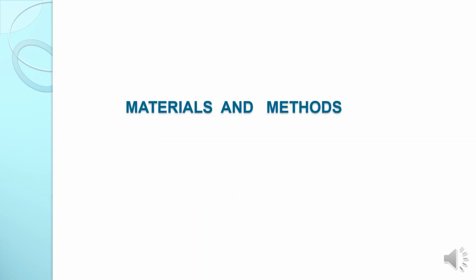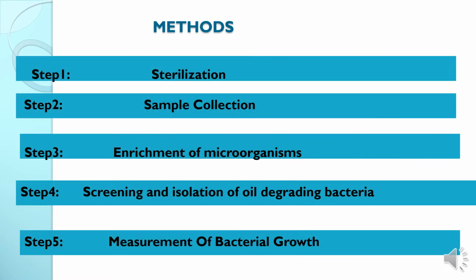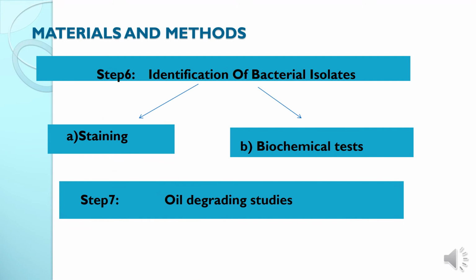Let's talk about materials and method. In methods, we will follow some steps. Step 1, sterilization. Step 2, sample collection. Step 3, enrichment of microorganisms. Step 4, screening and isolation of oil degrading bacteria. Step 5, measurement of bacterial growth. Step 6 is identification of bacterial isolates. In this we will do staining and biochemical tests, and step 7 is oil degrading studies.